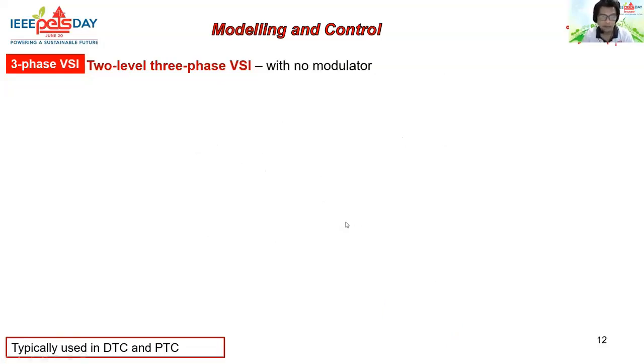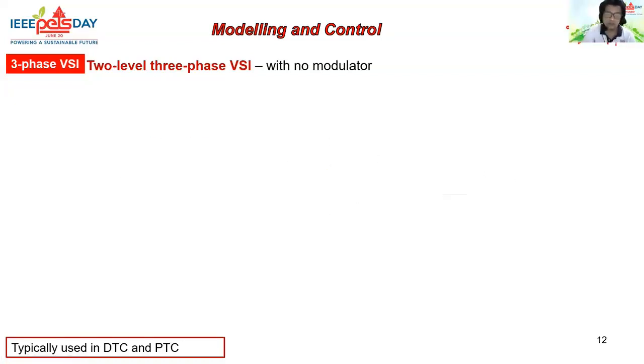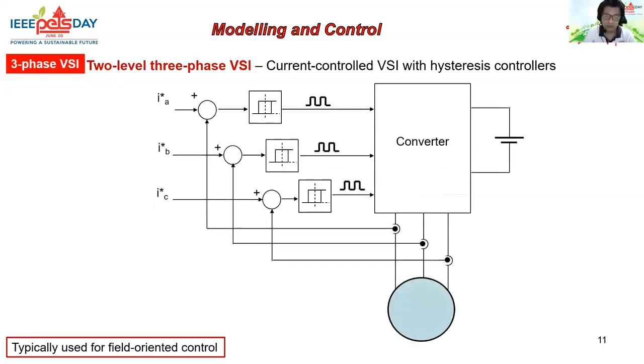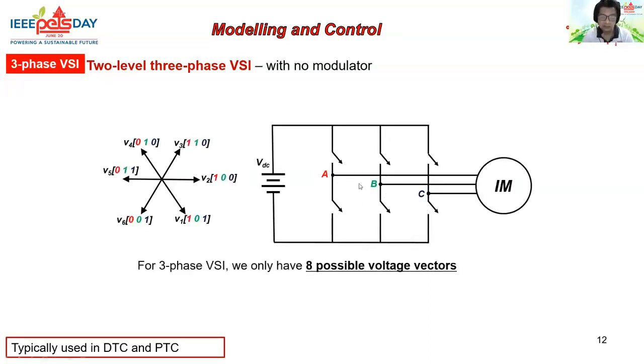All right, and another way of controlling the inverter is to directly control the inverter without using the modulator, which means that the switching states of the inverter are directly selected under certain conditions. This is typically used in DTC and PTC, the predictive torque control and the direct torque control. We shall see that later on.